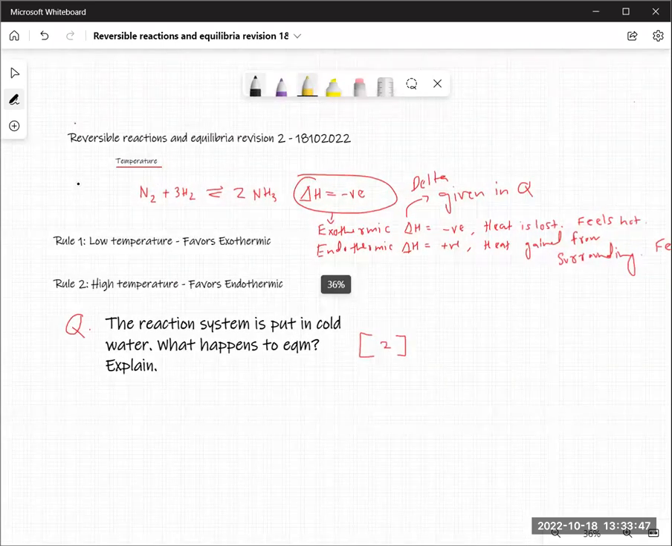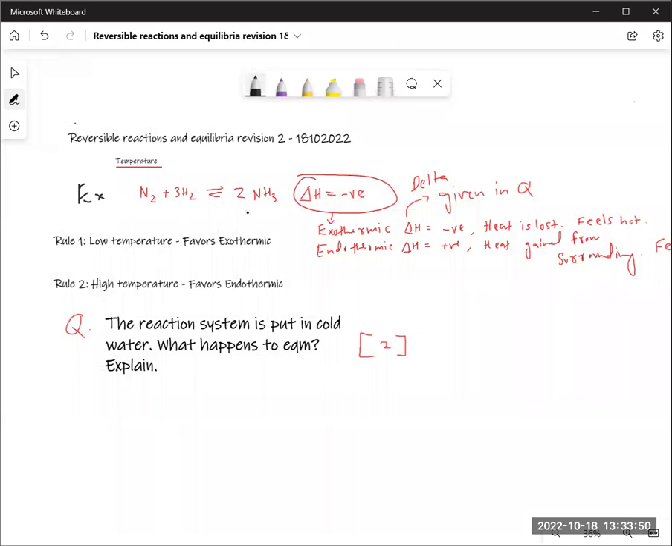I want you to write the example as well. So this is the example: N2 plus 3H2 gives us this. The rules are given. Manvi, read the question. Anas, write. The reaction system is put in cold water. What happens to the equilibrium? Explain. Equilibrium shifts towards the exothermic reaction because equilibrium changes to oppose the change. Now we don't have to write that. We know it is going to oppose the change.